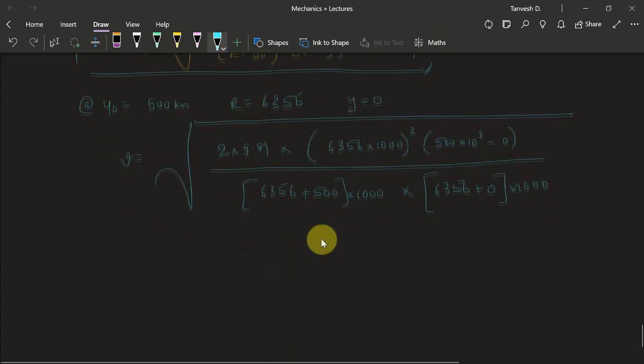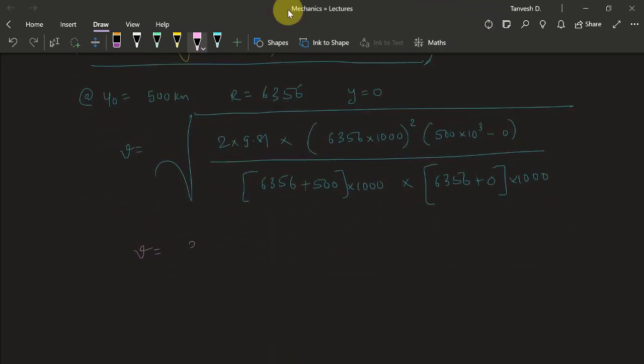So what do we get? We get v as 3015.720 meters per second. We can convert it into kilometers per second: v will be equal to 3.015 kilometers per second. So with this velocity, that object will strike the surface of the earth if it is released from a height of 500 kilometers.